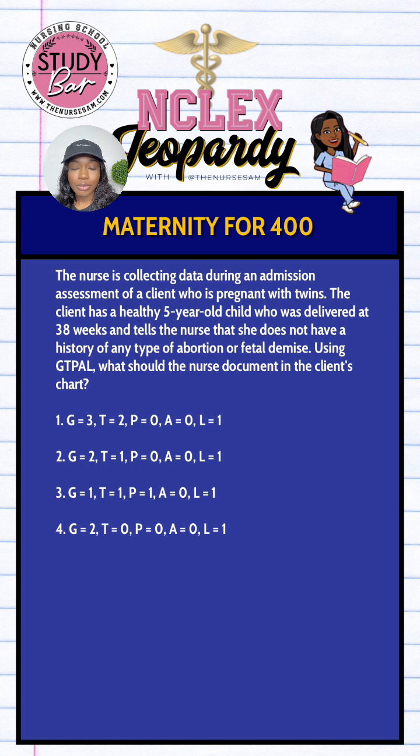Okay, well, first, let's write this down because we're going to have to refer to it later. All right, we know that the client is currently pregnant with twins. She has a healthy 5-year-old child who was delivered at 38 weeks, and no history of any type of abortion or fetal demise. Okay. So with us knowing that, let's look and see what that answer is. Ready?